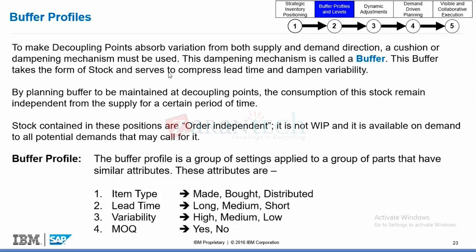first. To calculate the width of the buffer zones, there are 3 buffer zones that will come. We have to define the buffer profiles first. It is a group of settings or characteristics which have the same attributes, for example, item type, lead time, variability.